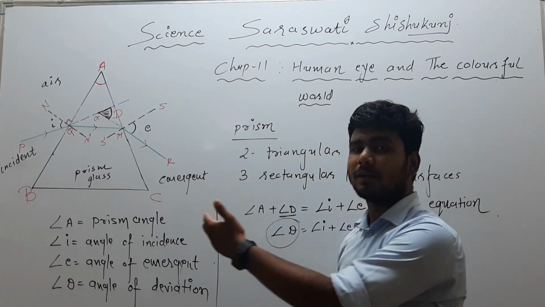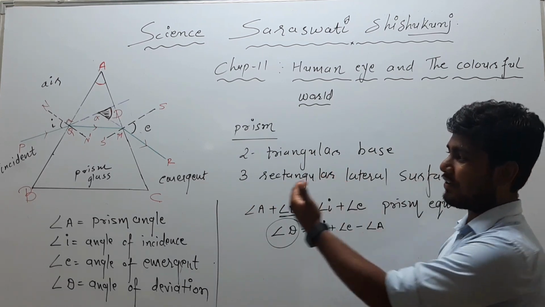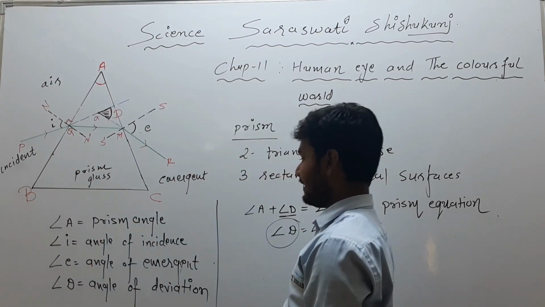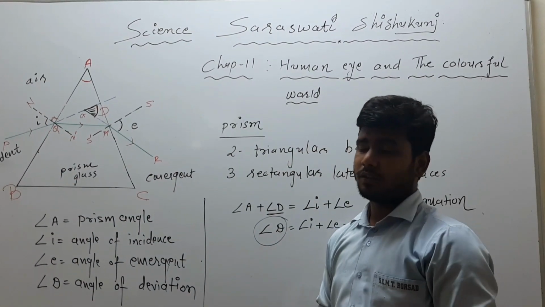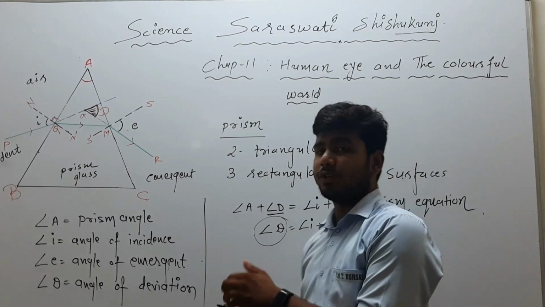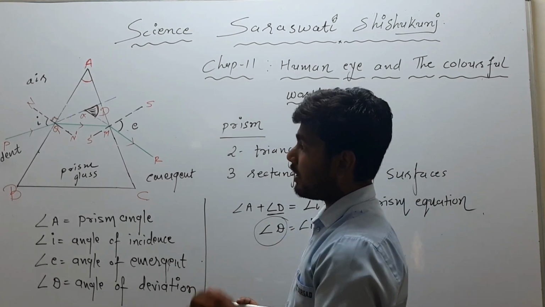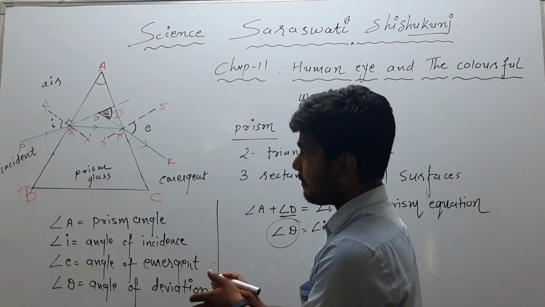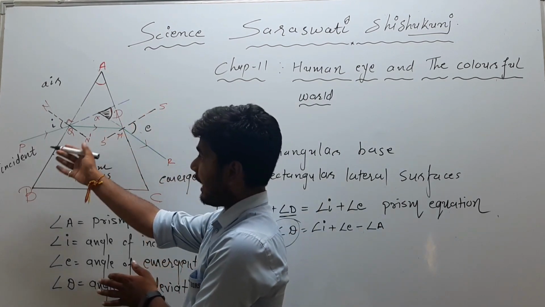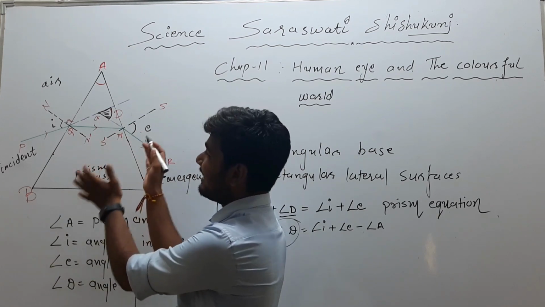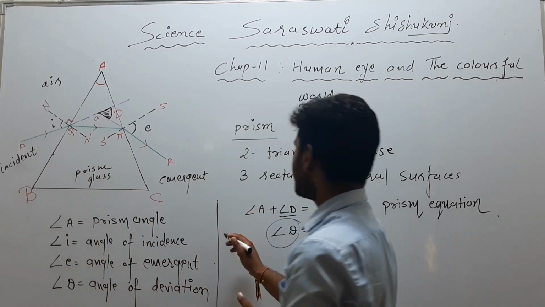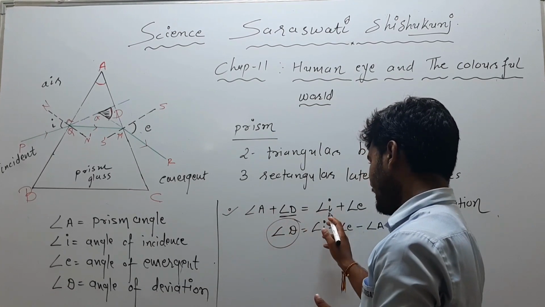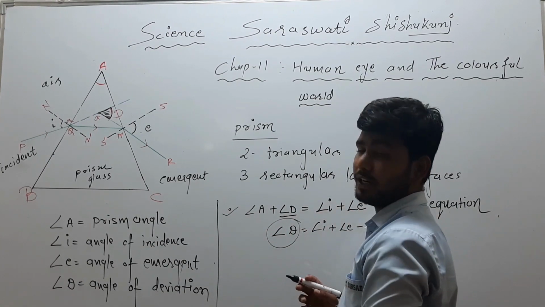Here also the concept of refraction is followed: when light travels from one transparent medium to another transparent medium, it changes its direction. So this question can be asked in 3 marks: write a short note on refraction through a glass prism. In that you have to draw the figure, name it properly, and explain what is there in the figure. Also you will obtain the relation of prism angle, angle of deviation, angle of incidence, and angle of emergence.